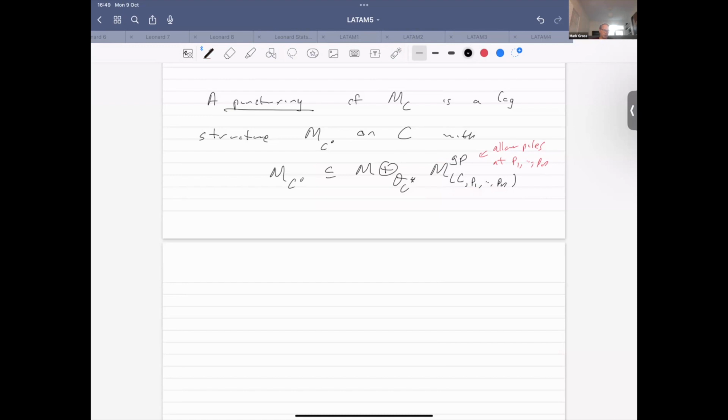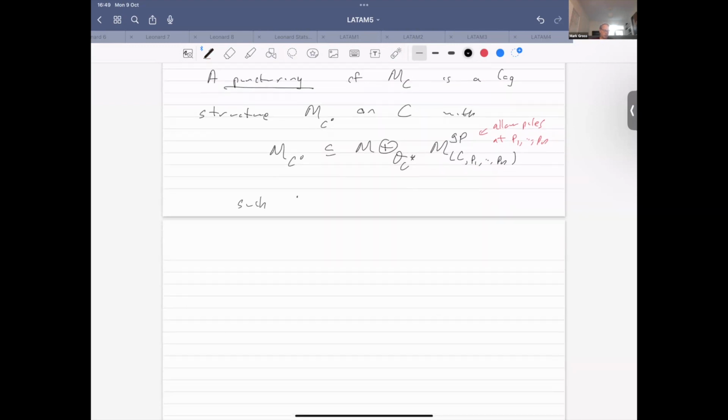And this should satisfy a couple of properties. M_C should be a submonoid of M_C^∘. And alpha_C^∘ restricted to M_C is equal to alpha_C. And alpha_C^∘ applied to M_C^∘ minus M_C, everything that's in M_C^∘ but not in M_C, should be zero.